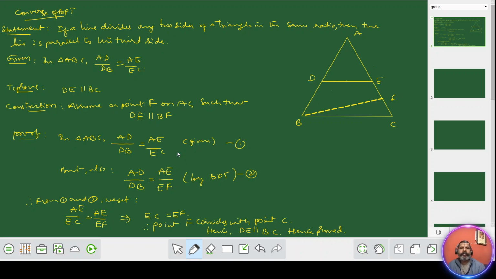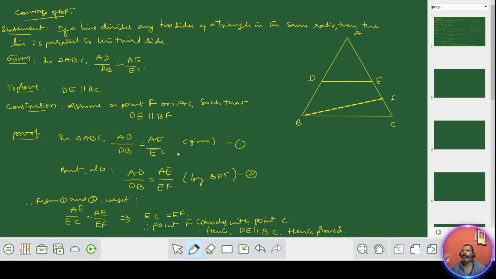Hello students, in this class we will see the converse of BPT, that is the BPT theorem. The Basic Proportionality Theorem states that if a line is drawn parallel to one side of a triangle, it divides the other two sides in the same proportion, meaning the ratio of the other two sides is the same. That was the BPT. What converse means: if the ratios of two sides of a triangle are the same, then the line is parallel to the third side.